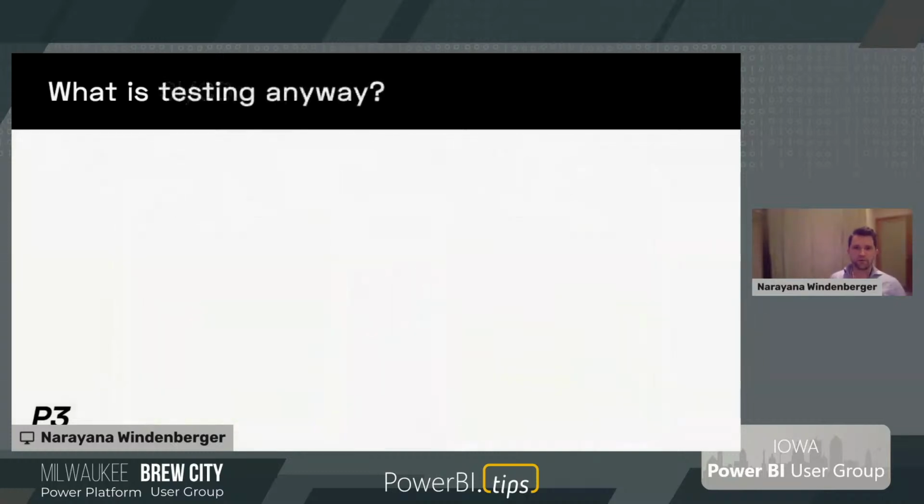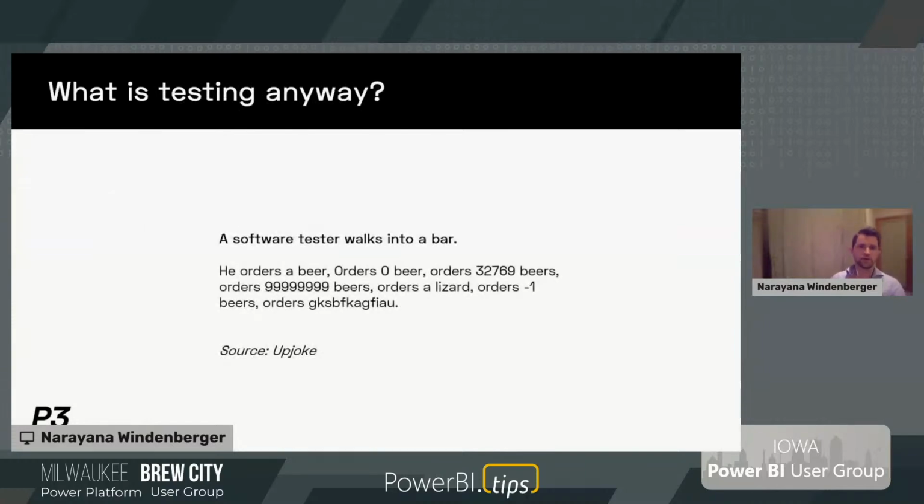And you know what is testing anyway? Well, you may have heard this old joke. A software tester walks into a bar and he orders a beer, then he orders 0 beers, then he orders 32,769 beers. And you kind of get the idea. The tester is trying to break the system and make sure that the result of their software, or in our case, our Power BI report, is producing results that make sense.